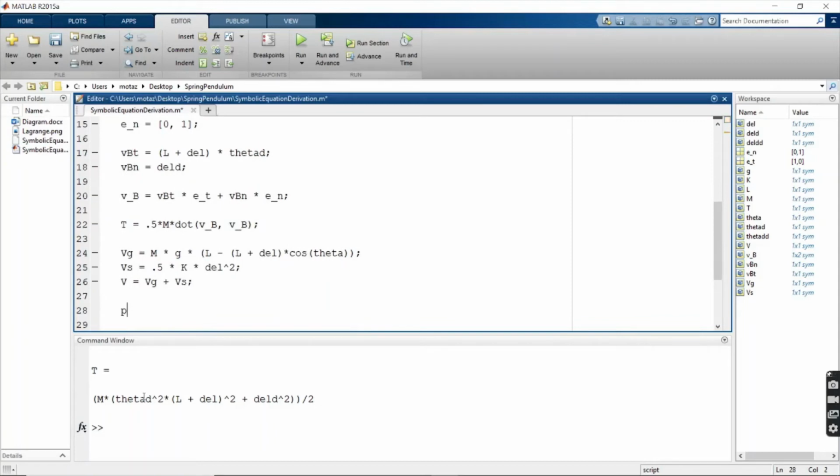So partial derivative of kinetic energy with respect to theta dot equals diff, and the first argument is T, and the second argument is the variable that we're going to use to differentiate. So if we just run that, you're basically going to take the derivative of kinetic energy with respect to theta dot. So you can see.